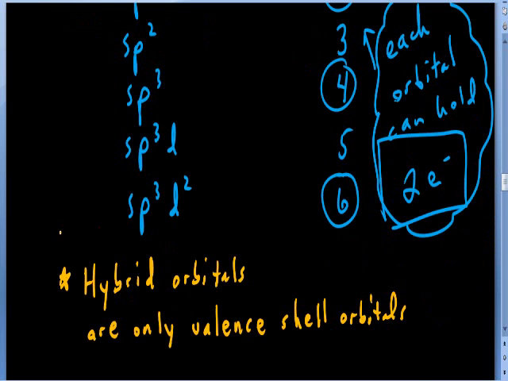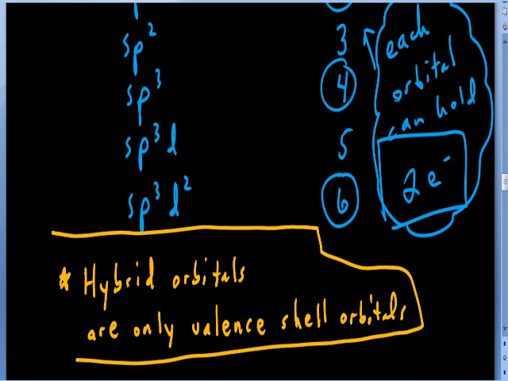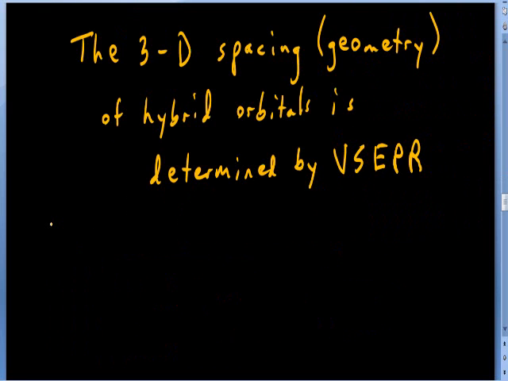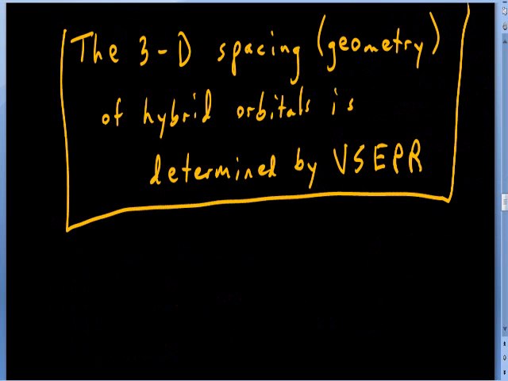Another concept key to what we'll be looking at is that the hybrid orbitals are only the valence orbitals of an atom. Underlying orbitals do not participate in the hybrid orbital scheme. It's only the bonding electrons or valence electrons that require the use of hybrid orbitals. Now, as we look at the geometry of the hybrid orbitals, the 3-dimensional spacing of the hybrid orbitals is determined by something known as VSEPR, or the valence shell electron pair repulsion theory.